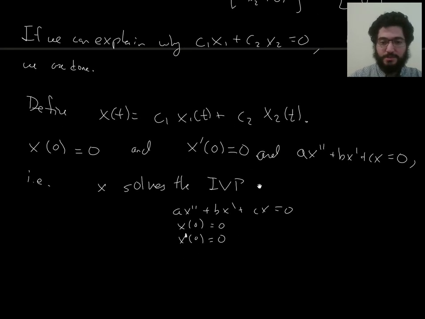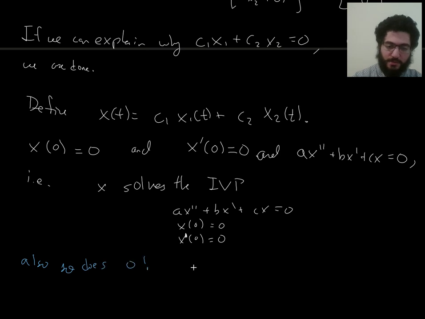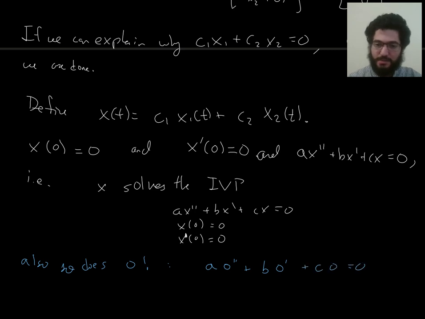But what else solves this initial value problem? Is 0. So does the 0 function. What I mean by that is, look, a times 0 prime prime plus b times 0 prime. So here I'm using the symbol 0 to refer to the 0 function. Plus c times the 0 function equals 0. That's true. And if I take the 0 function and evaluate at 0, I get 0. And if I take its derivative and evaluate that at 0, I get 0. So yeah, so does 0.